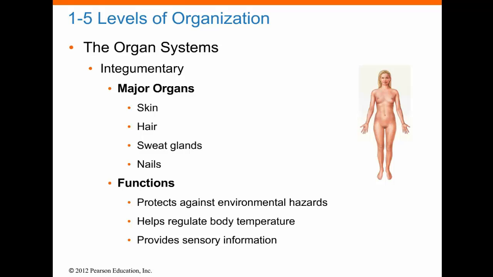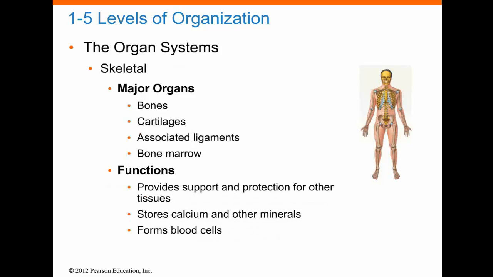The next one that we'll be covering is the skeletal system. Now the skeletal system is made up, of course, of the bones and cartilages and associated ligaments. So ligaments join bones to bones. And then inside the bones we have bone marrow. Bone marrow is very important in white blood cell and red blood cell manufacturing.